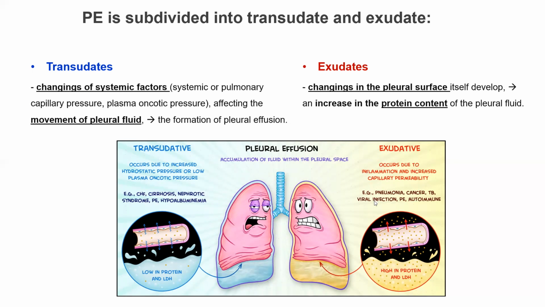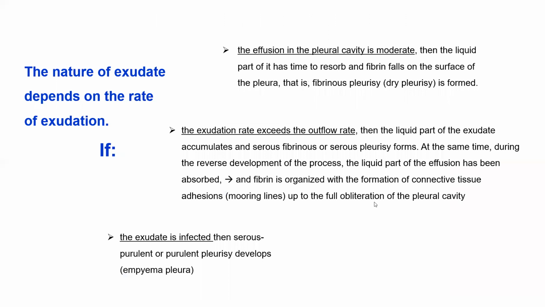in patients with exudate. By the way, the nature of exudate depends on the rate of exudation. The effusion in the pleural cavity is moderate in these patients. The liquid part of it has time to resorb, and fibrin falls on the surface of the pleura. That is, fibrinous pleuritis is formed. We usually suspect dry pleuritis.